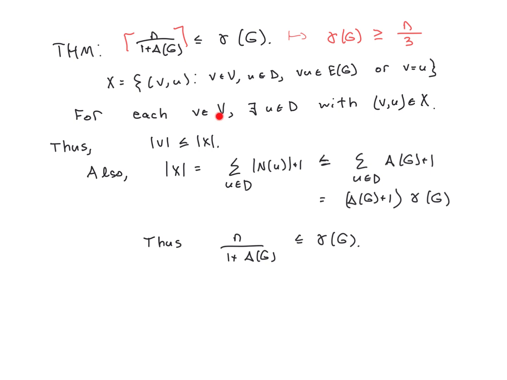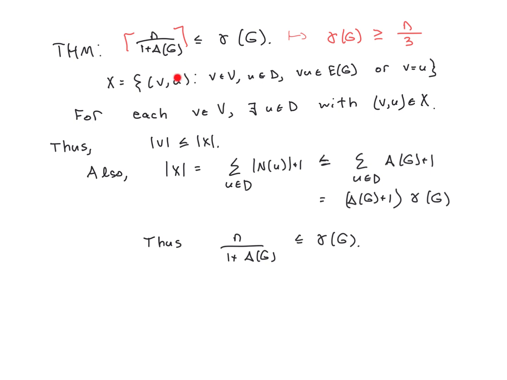So for every vertex V, V must be dominated by something in D. And so that tells us, okay, or V is equal to U, so there are these 2 cases. So either way, every vertex V must be the first coordinate of at least one ordered pair in X. And so thus the total number of vertices is at most the size of X.